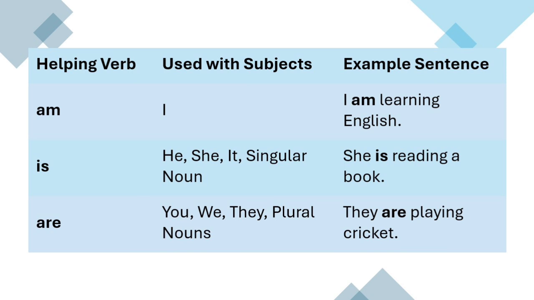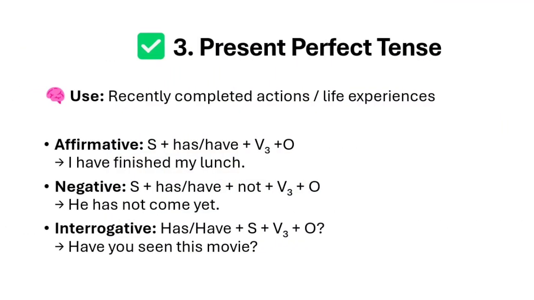Now let's go to present perfect tense. Present perfect tense we use to tell an action which is recently completed, or we can use it to tell our life experiences. Okay. Now see the affirmative structure of present perfect tense. Subject plus has or have plus the third form of verb plus object. Okay, now see the example. I have finished my lunch.